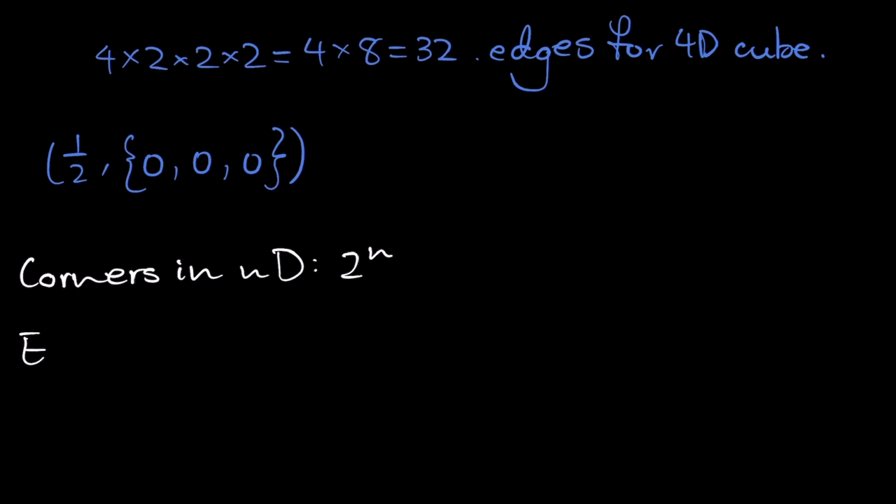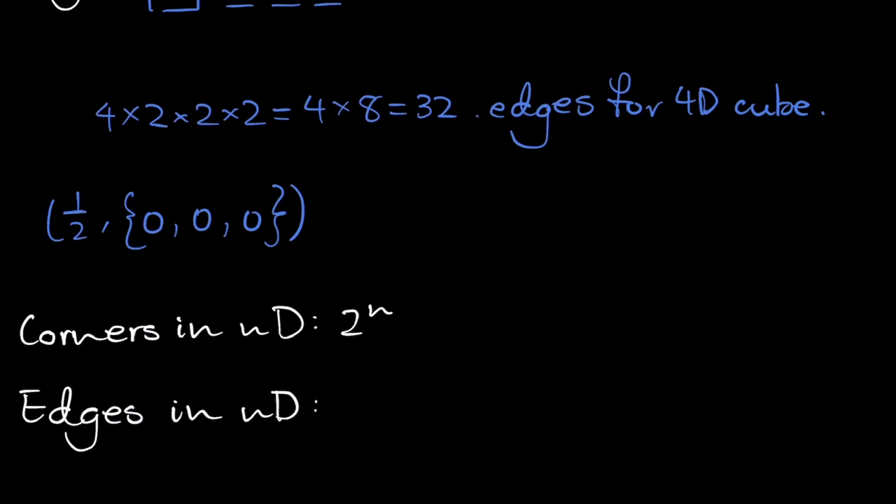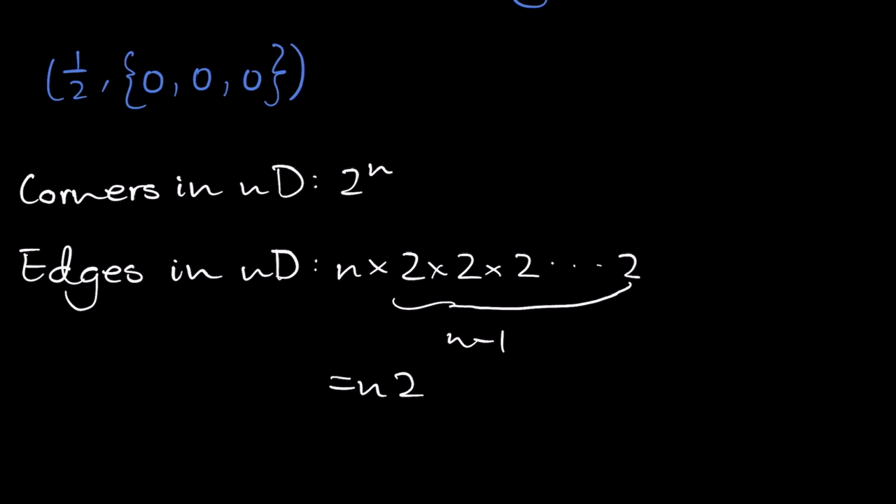Now, the number of edges in nD. The number of edges in nD is, let's see, the number of places we can put a half multiplied by the remaining sub-permutation. We can have an nD with n components, n places to put 1/2. So we have n times, we have n minus 1 remaining components, and each of these components have two possible values they can take up. So we can have 2 times 2 times 2, n minus 1 times. Which means that this is equal to n times 2 to the n minus 1. That is the general formula.